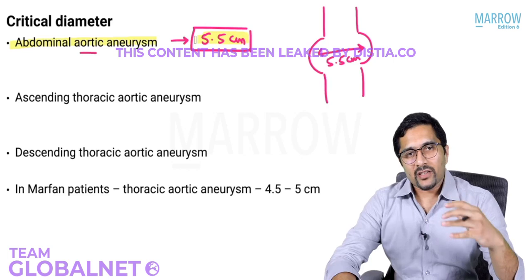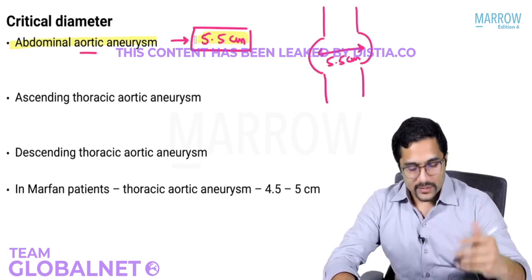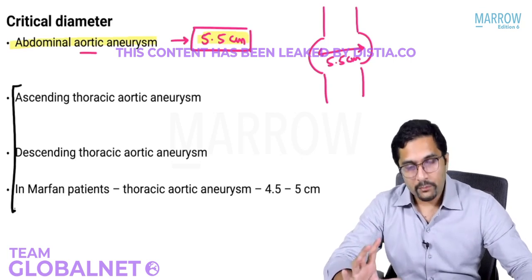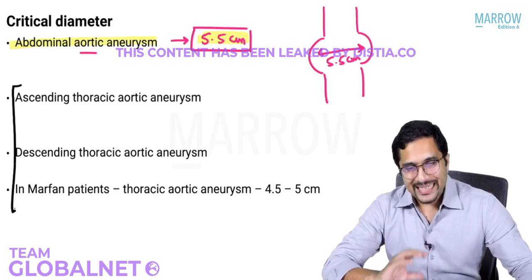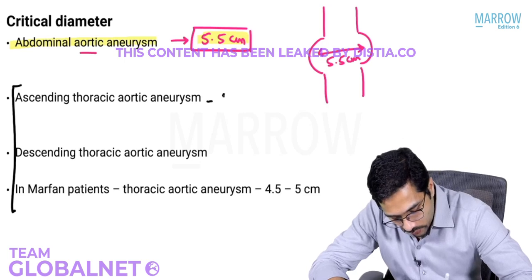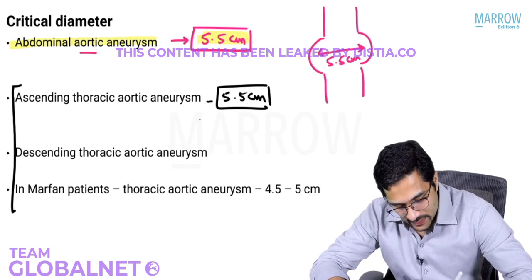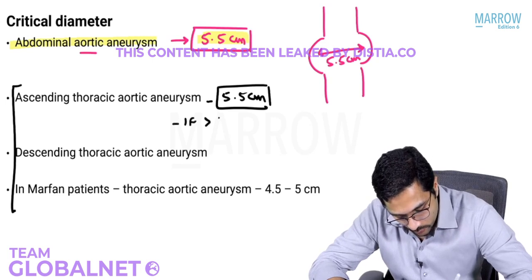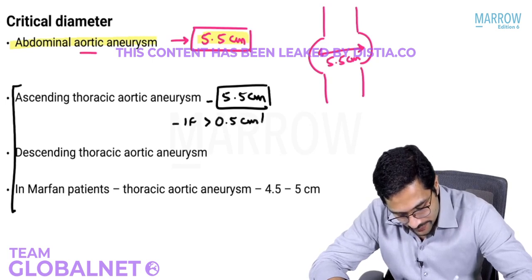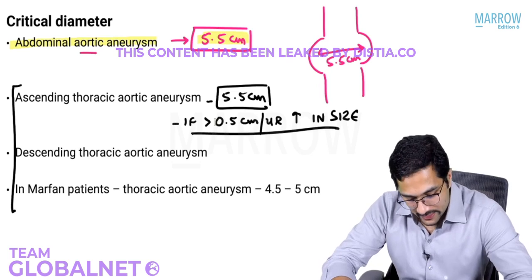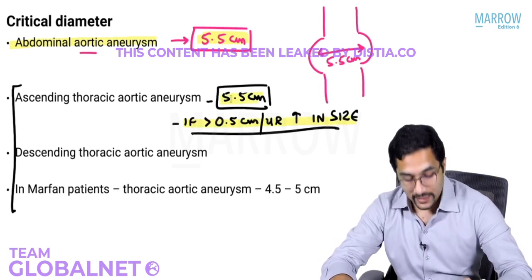So let me just cover the critical diameters of other aneurysms as well here only, so that you can have all this information in one particular page. Ascending thoracic aortic aneurysms, also the critical diameter is 5.5 centimeters. And it has been seen that if there is more than 0.5 centimeter per year increase in size, that is also considered significant. And in these patients also then surgery is recommended.